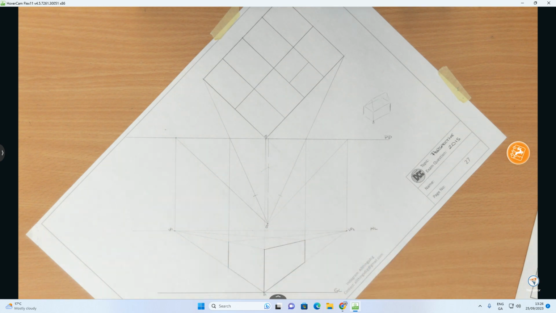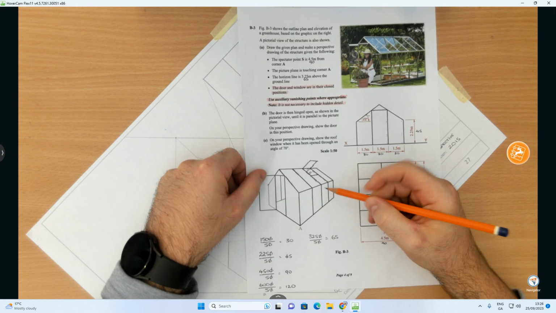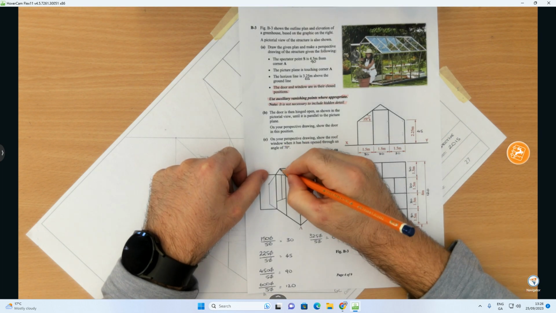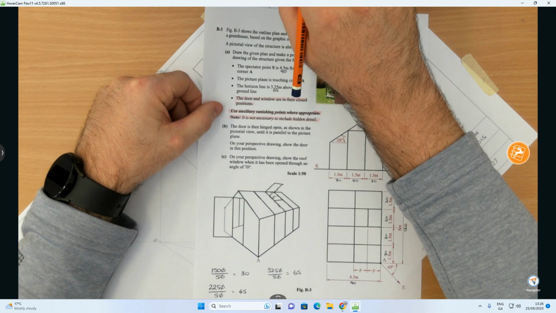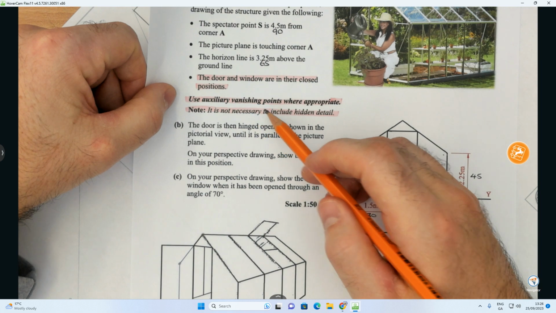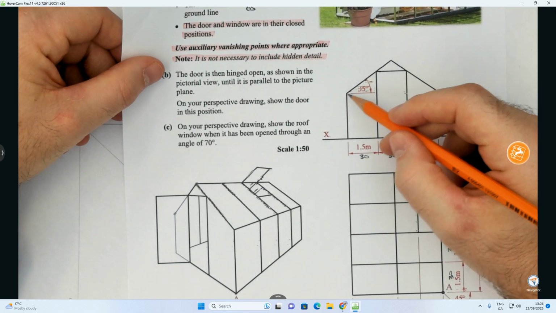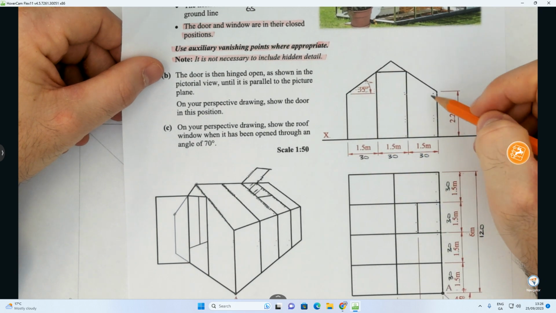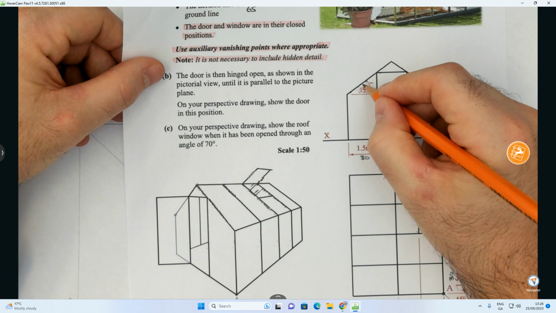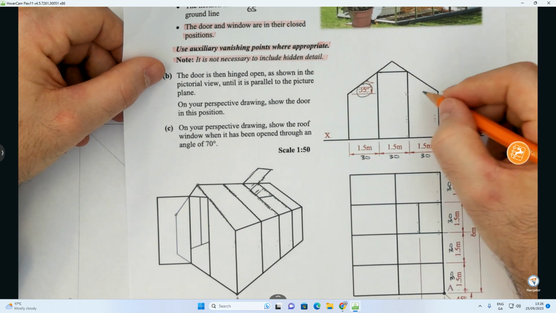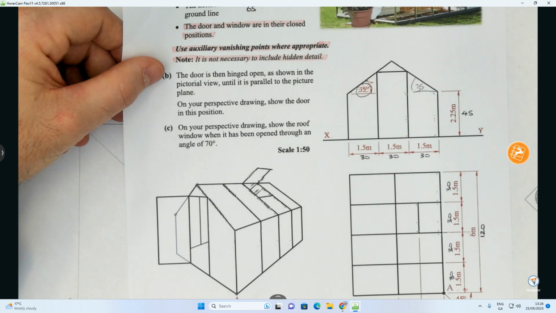Now, the next bit I want to focus on, before I start putting in all these lines and details here, is working out the pitch of the roof. And what it says here in the question is to use an auxiliary vanishing point where appropriate. An auxiliary vanishing point is helpful on any surface where we have an inclination or a slope. In this case, our slope is going at 35 degrees, or alternatively, we could say it's going at 35 degrees here, like this.